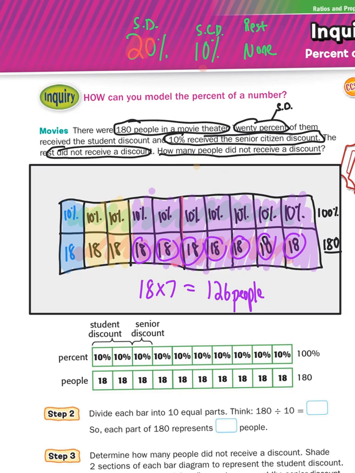All right, so that's how a double bar diagram works. We have the one bar for the percent and the other bar for the number. Now, let's go on to the next page.